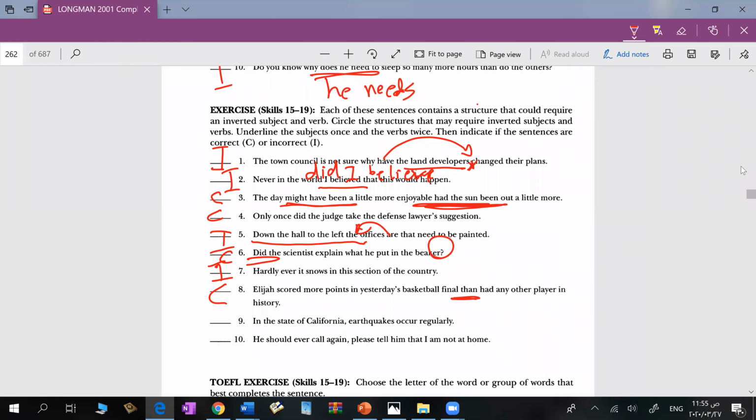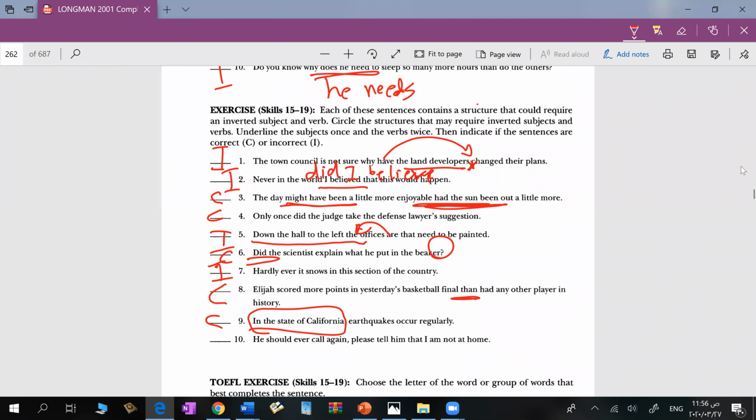Okay, Eng. Mostafa. In the state of California, earthquakes occur regularly. Correct. Thank you very much. Because this place expression is not necessary, so it is subject verb, no inversion.